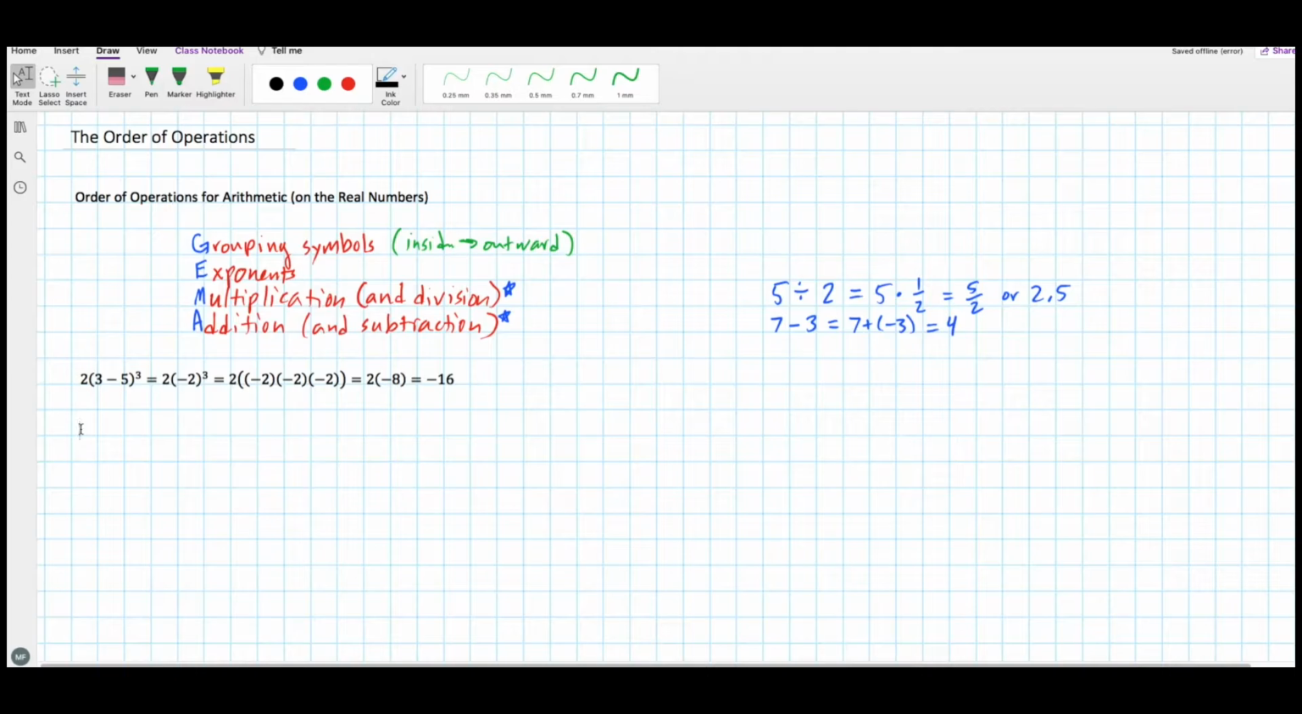So let's say I were to evaluate 2 minus (5 plus 3 times 4), and then multiply that by (3 minus 5). Okay. So then what we would do is we'd look at grouping symbols and go toward the innermost part. So that would be this 5 plus 3. So 5 plus 3 is 8.